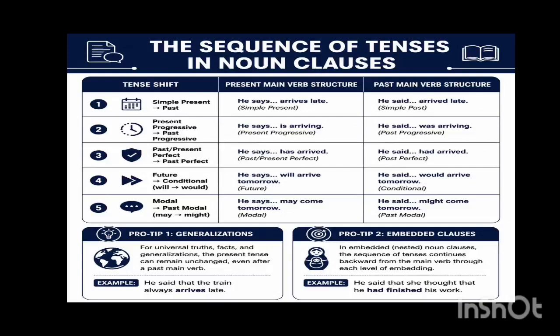Yes. And look at the second pro tip. This deals with nested or embedded clauses, like Russian dolls, you know, where one clause is inside another. The rule here is the backshift continues through every level. Look at the example. He said that she thought that he had finished. Because the first verb is said, the second must be thought, and the third must be had finished. You can't say he said she thinks he finishes. Yes. The past tense infects the entire chain.